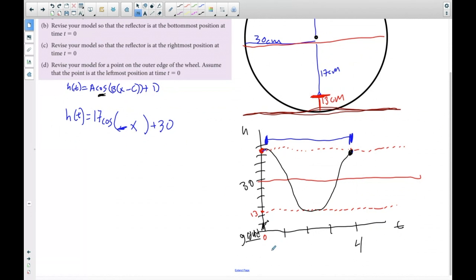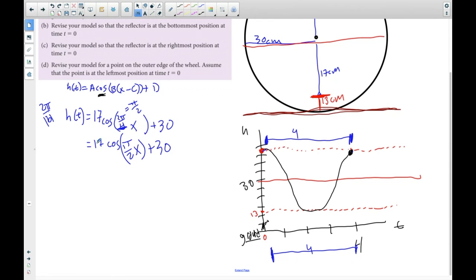So my period goes along with my time here, my x. So my x is 4, isn't it? So that's 4. That's also 4. Your period is always going to be 2 pi or whatever the distance is there. Mine is 4. So that's how I get 2 pi over 4, which is going to give me pi over 2. So then my equation here is 17 cosine pi over 2 x plus 30.